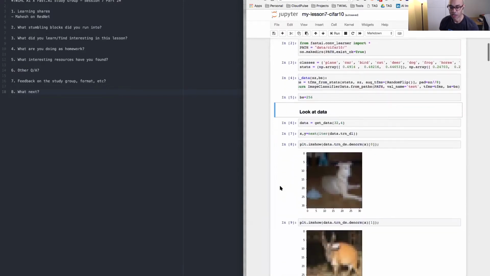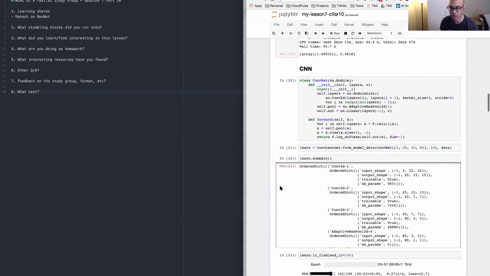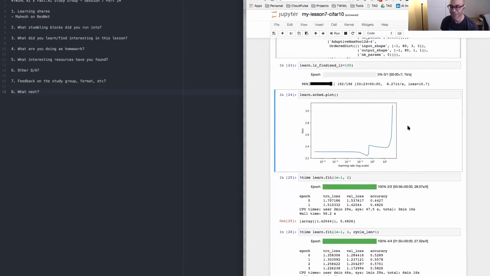Any other interesting thoughts or observations from this? My learning rate plots were different than his and kind of weird. Anyone else see anything like this? No, not me. I just scrolled through the book. I didn't even shift enter through the book.